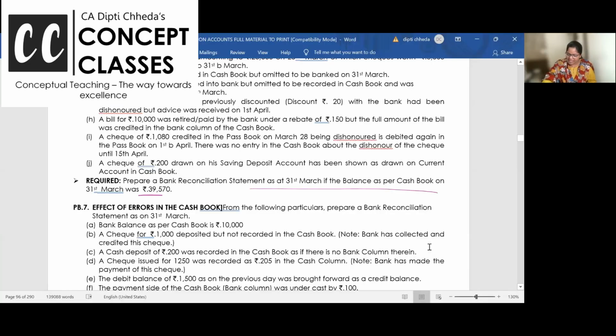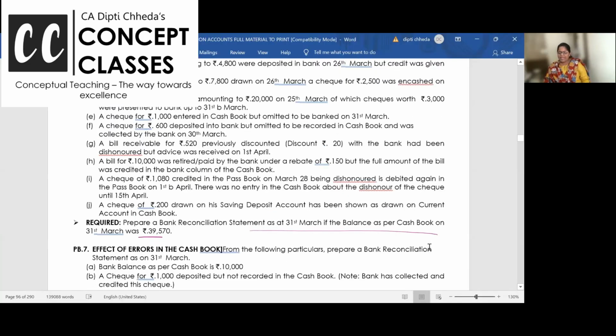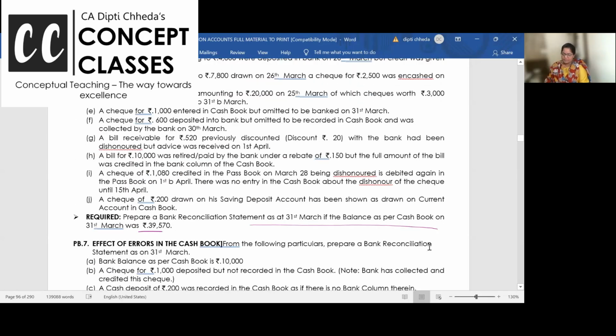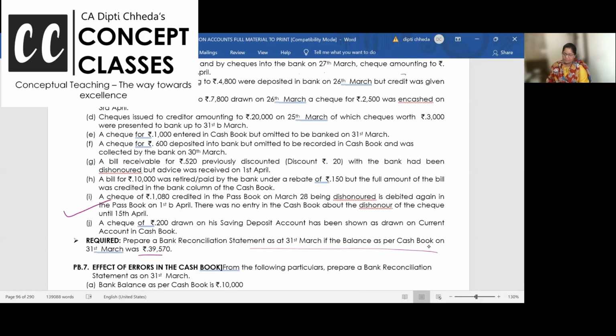So, we are in the mindset of doing add and less. I want you to answer. Can anyone unmute and say this answer? बहुत अच्छा question है ये. This one. Check of 1080 credited in the passbook on 20th March, being dishonored, debited again in the passbook. There was no entry in the cash book about the dishonor of the check.